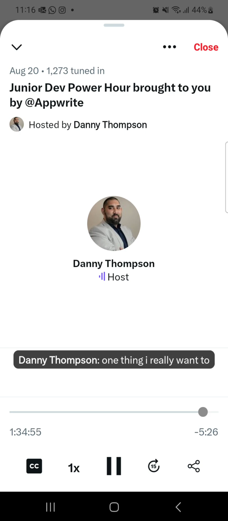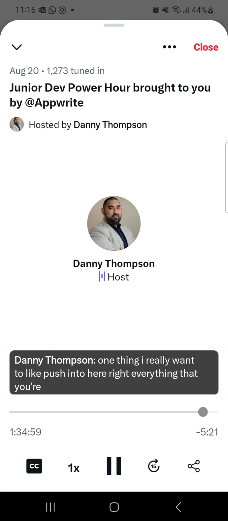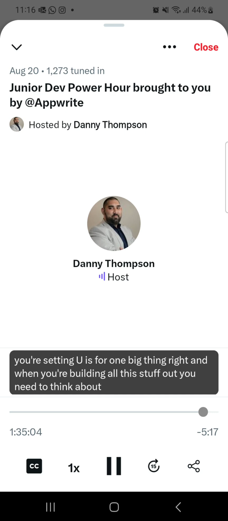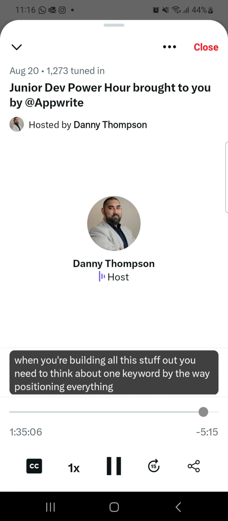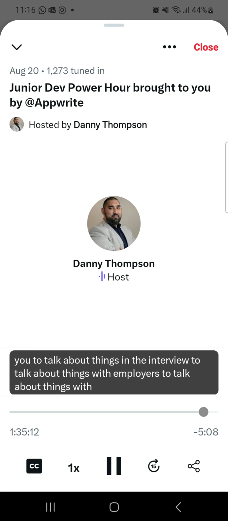One thing I really want to push into here, right? Everything that you're setting up is for one big thing. And when you're building all this stuff out, you need to think about one key word, by the way: positioning. Everything should be positioning you to talk about things in the interview, with employers, with other developers. Position.